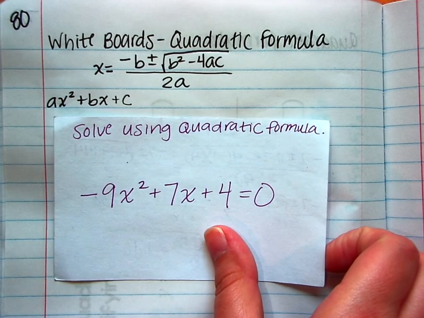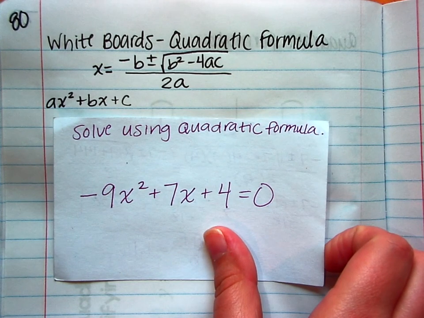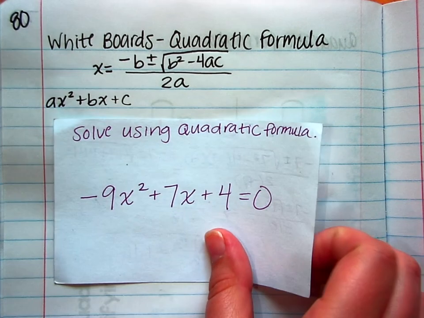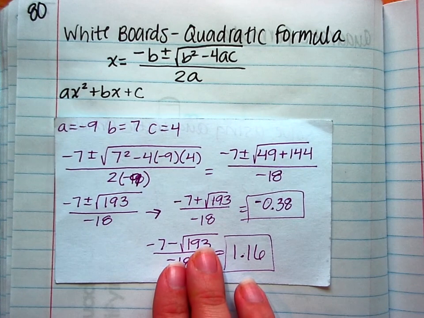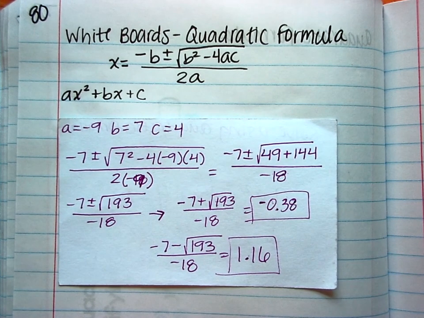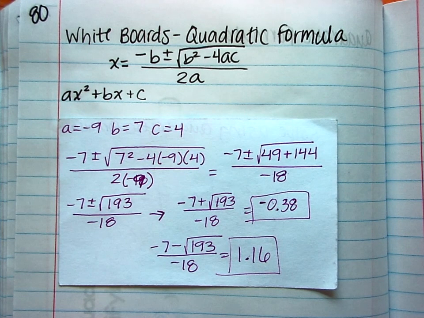All right, A is -9, B is 7, and C is 4. So taking out the numbers and filling in the letters.